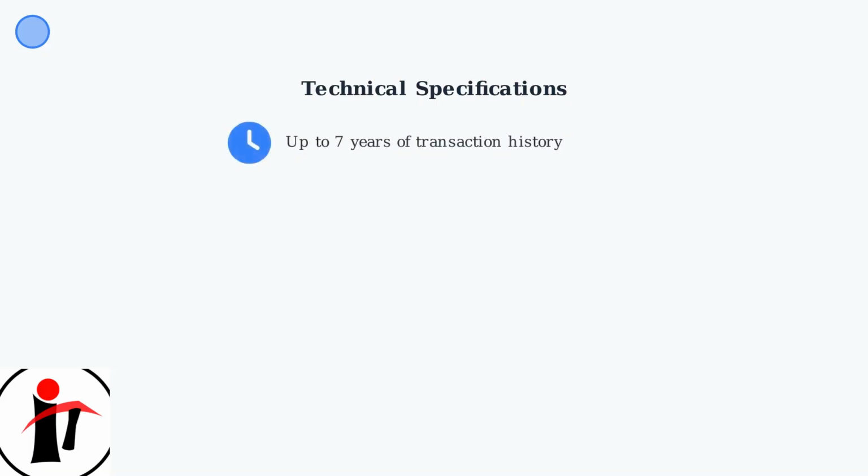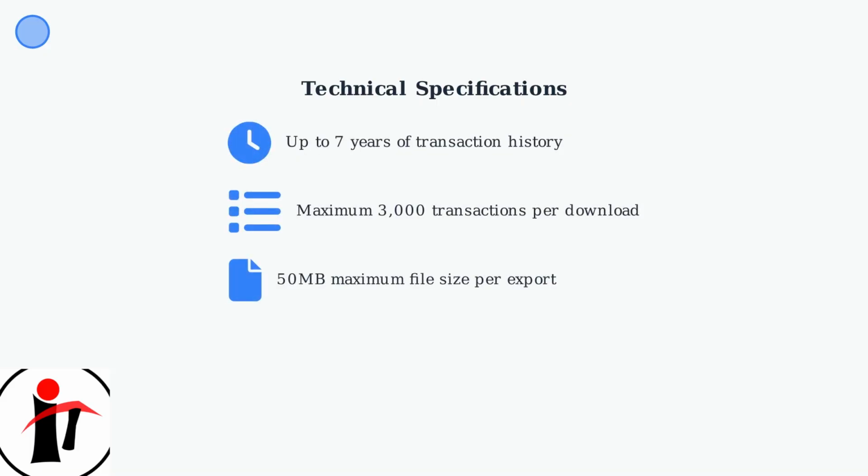PayPal maintains up to 7 years of transaction history for your records. Each download can include a maximum of 3,000 transactions with a file size limit of 50 megabytes per export. These limits ensure optimal performance while providing comprehensive access to your financial data.